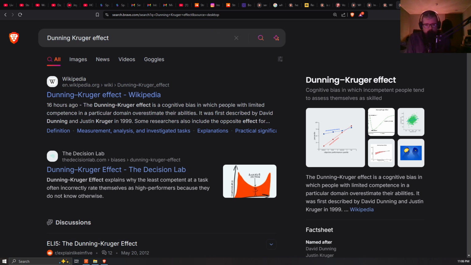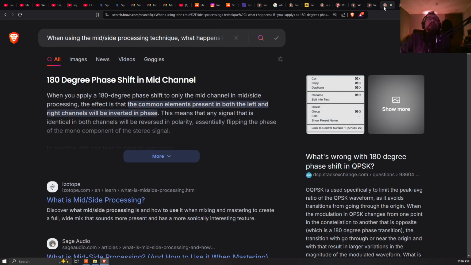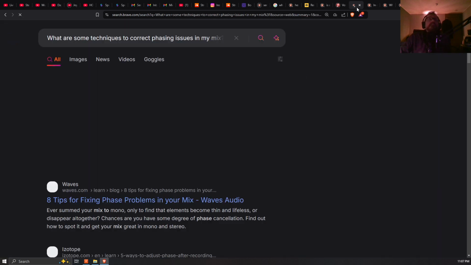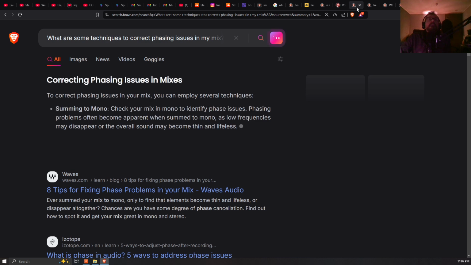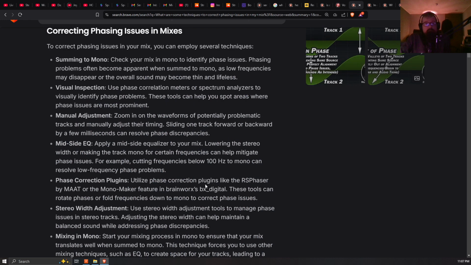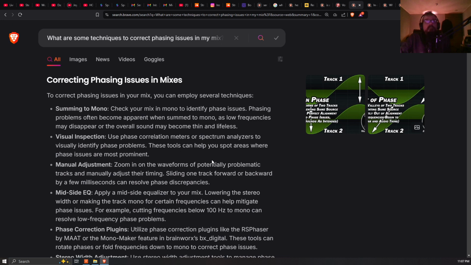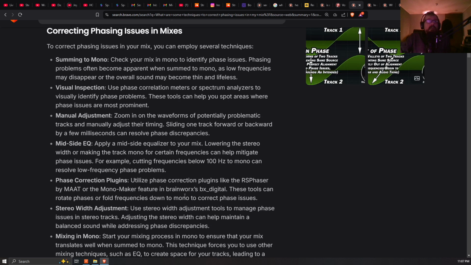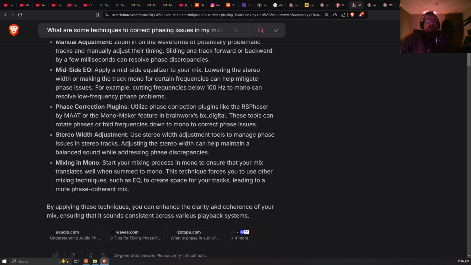So I had a eureka moment today. I thought this was going to be a big rabbit hole. But, look, I looked up, let me see if I can find it here. No, that's another thing. Correcting phasing issues in mixes. I asked the Brave browser AI, and it came up with all these different options: summing to mono, visual inspection, manual adjustment, mid-side EQ, phase correction plugins, stereo width adjustment, mixing in mono.